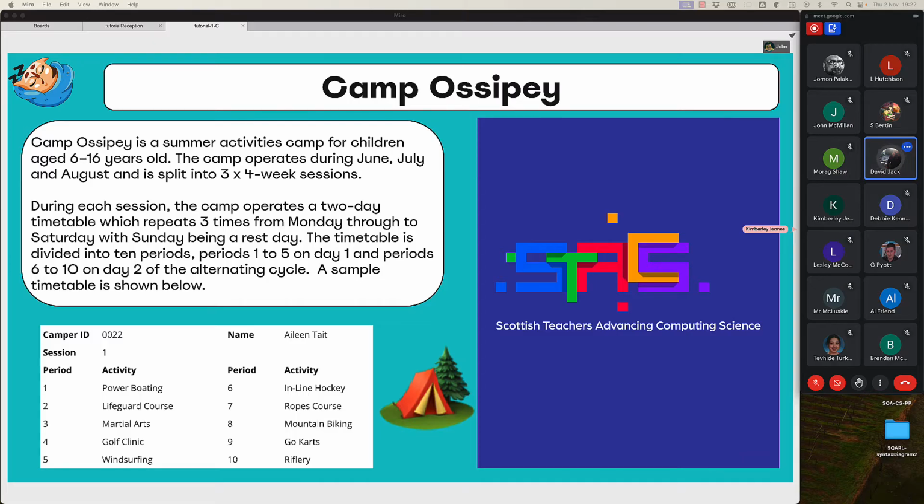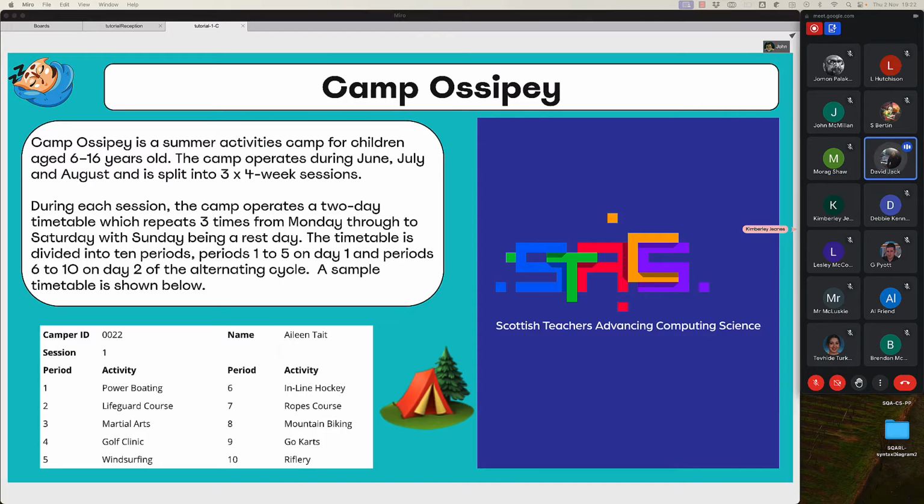So this frame presents some background about the camp and introduces the need for a database. Camp Osprey is a summer activities camp for children aged 6 to 16 years old. The camp operates during June, July, and August, and it's split up into 3 4-week sessions. During each session, the camp operates a 2-day timetable, which repeats 3 times from Monday through to Saturday, with Sunday being a rest day.